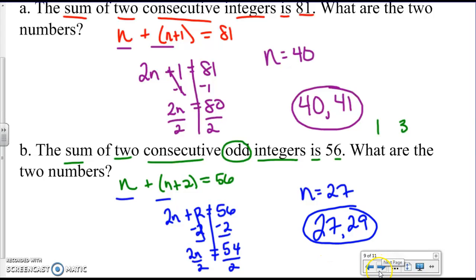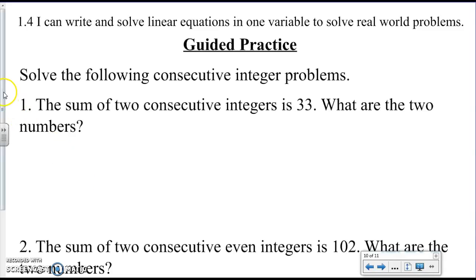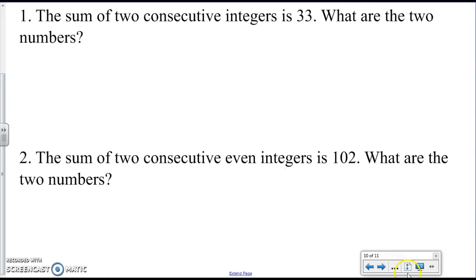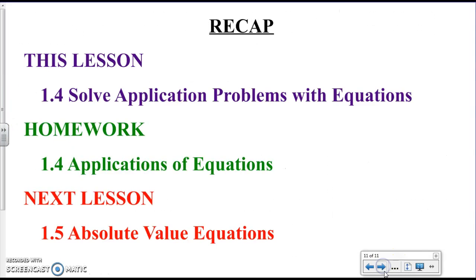So that's the last of applications. I want you to try 2 more guided practice problems. When you finish, have those checked, and then we will give you your homework. Just to kind of recap, these are the application problems. Next, we're actually going to start talking about absolute value equations.